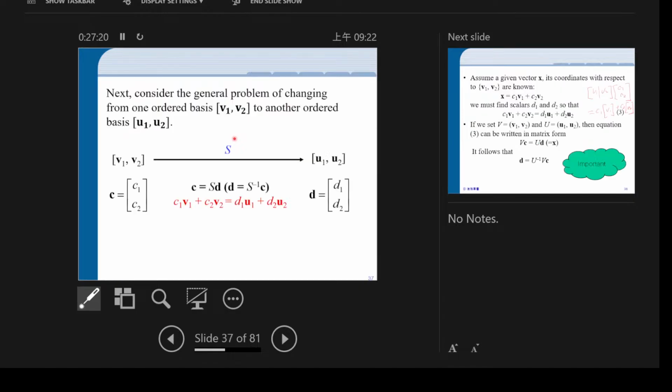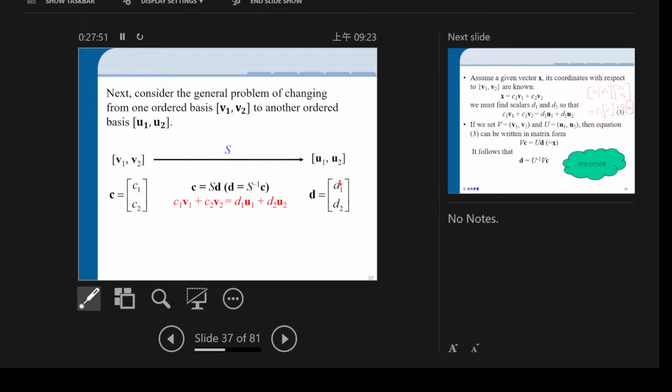Okay. So now let's go to an even more general case. Let's think about changing between two bases, neither of them standard bases. Okay, so we want to see a change of basis from v1, v2 to u1, u2. And yeah, so once again, we want the S matrix. So now we want the S matrix that changes from v1, v2 to u1, u2.